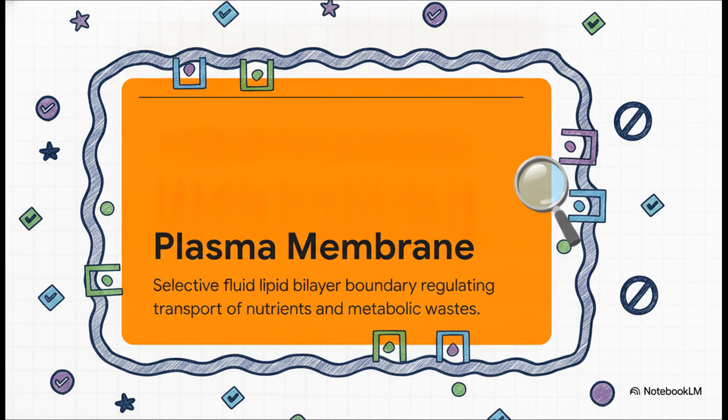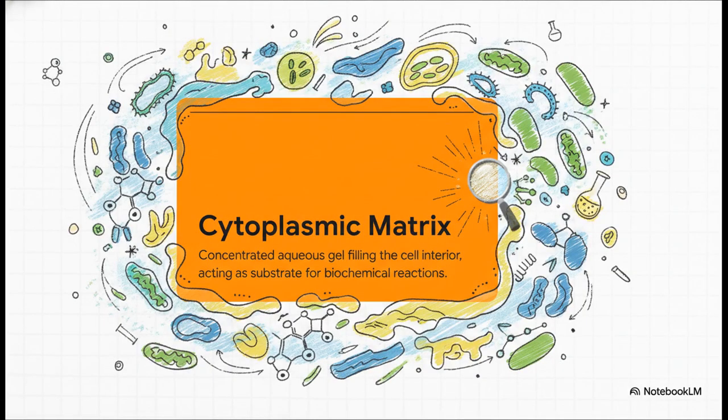Think of this as the ultimate security gate. It's a selective fluid-lipid bilayer boundary that completely surrounds the internal environment of the cell, and its primary job is absolutely critical. It regulates the precise transport of necessary nutrients into the cell while pumping toxic metabolic wastes out. It is highly selective. That means it meticulously controls exactly what gets a VIP pass inside and what is strictly barred from entry.